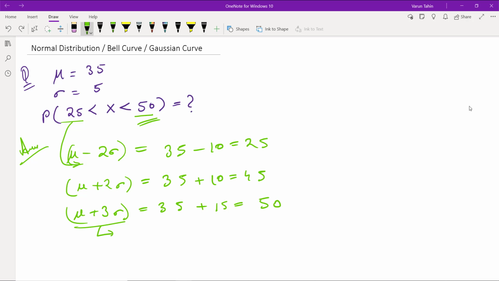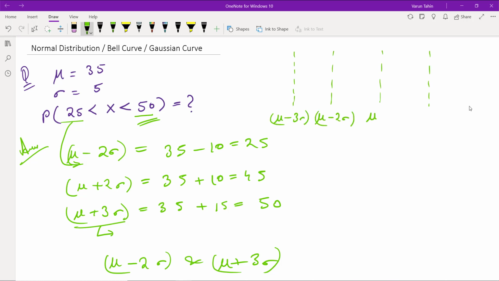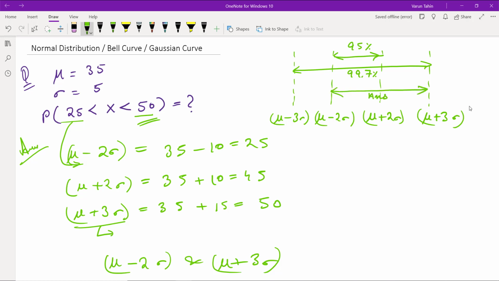Now basically what we have to do is calculate a region between mu minus 2 sigma and mu plus 3 sigma. Again from the 1 to 3 rule, we can draw this easily. So this is mu minus 3 sigma, this is mu minus 2 sigma, mu plus 2 sigma and mu plus 3 sigma. Now we already know that this region is 95% and the whole region of mu minus 3 sigma and mu plus 3 sigma is 99.7%. But we have to calculate the probability for the region which is between these two. Now to do this, we will subtract 95% from 99.7%, which will be 4.7%.